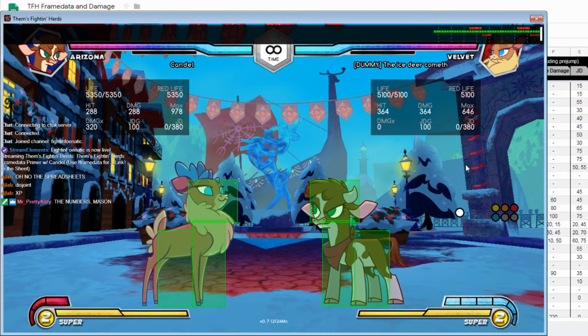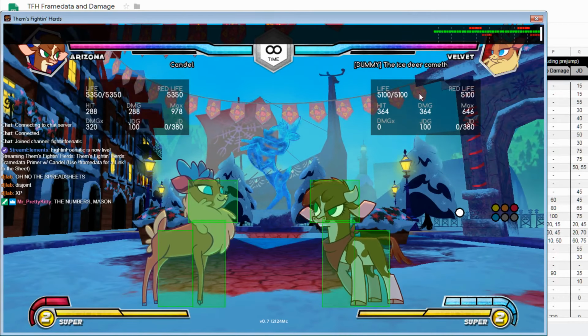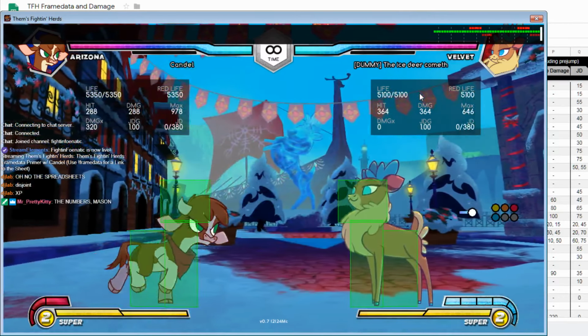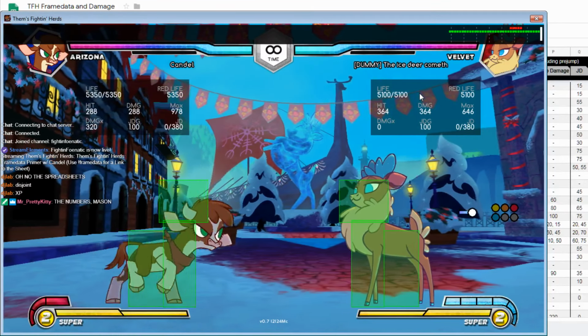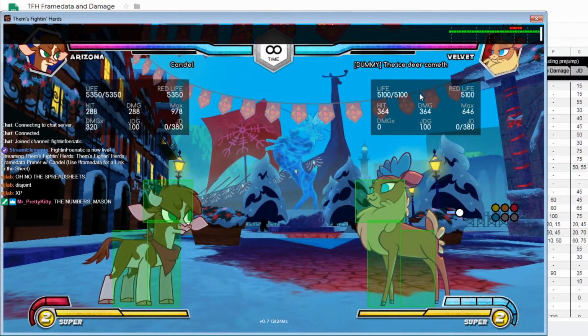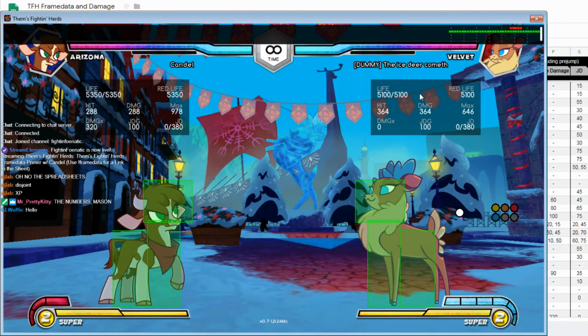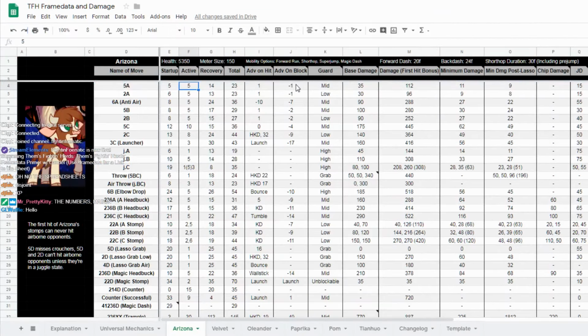Yes, the numbers, Mason. While it's important to know how fast your moves are, it's not as important to know how many active frames they have or how fast they are to recover. But what is important is this value here. It's the advantage on block. How do I zoom in?